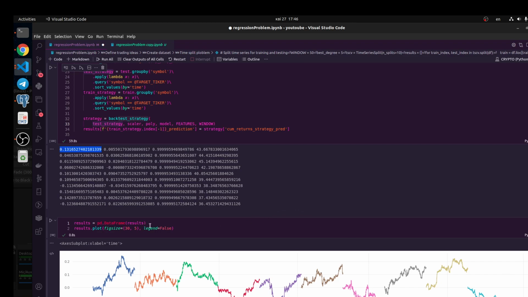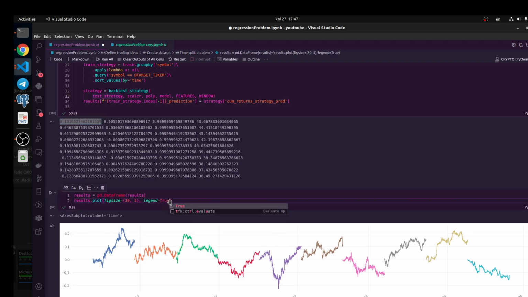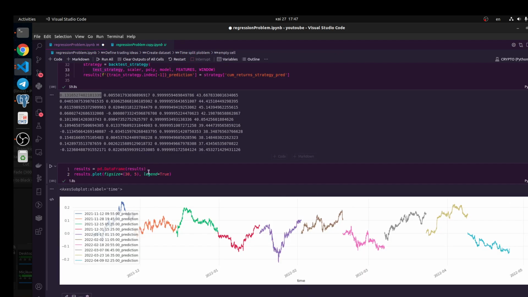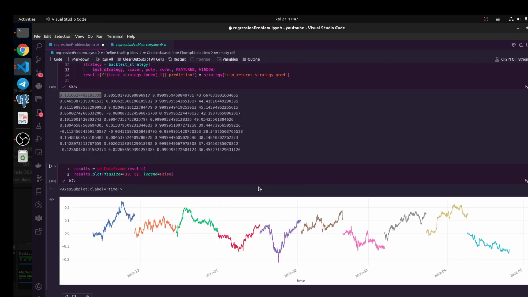Let's plot these results. What we need to do is convert these results into a pandas data frame, plot the data from these results, and indicate a fixed size for the picture, and set the legend to false, because if you set legend to true, it would not be readable to understand these charts. You see.